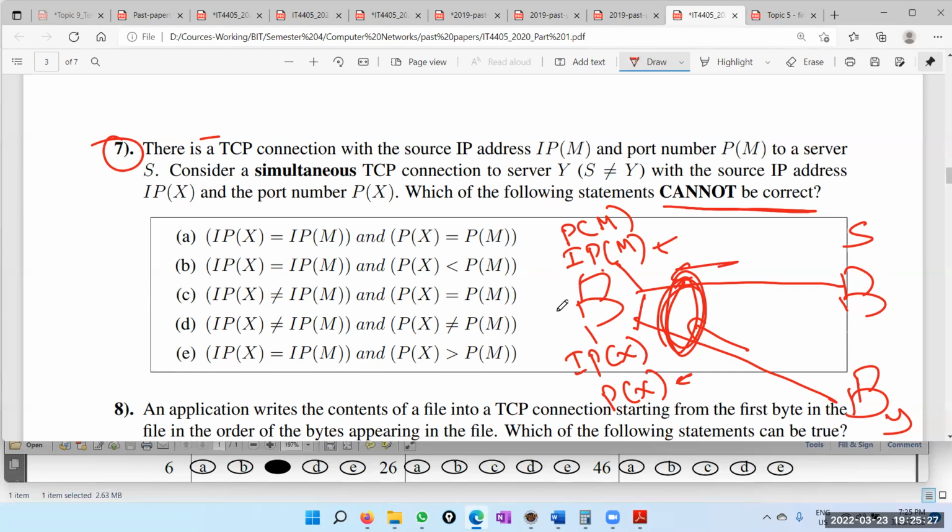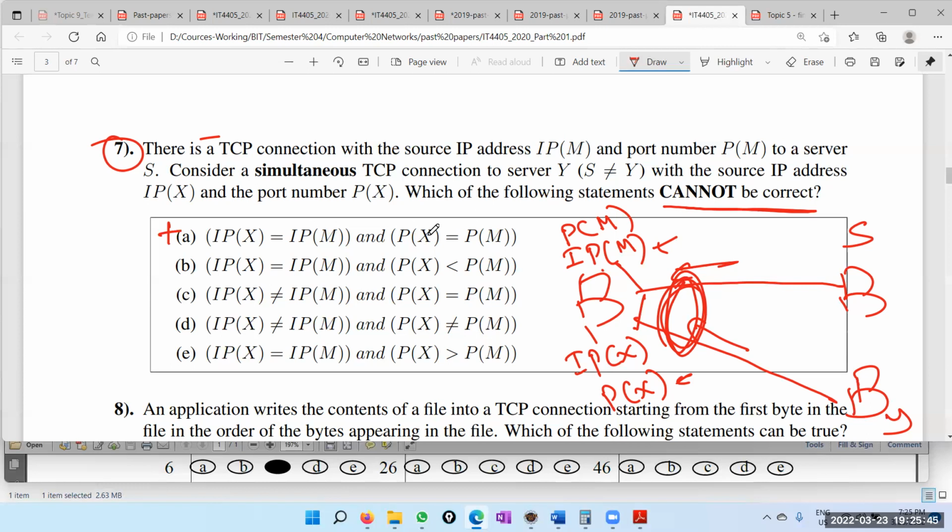Okay, but this says the two port numbers are the same. So port numbers have to be different. This one says the IP addresses are the same. This port number is smaller than that port number. Of course, it has to be different. Okay, it has to be different.